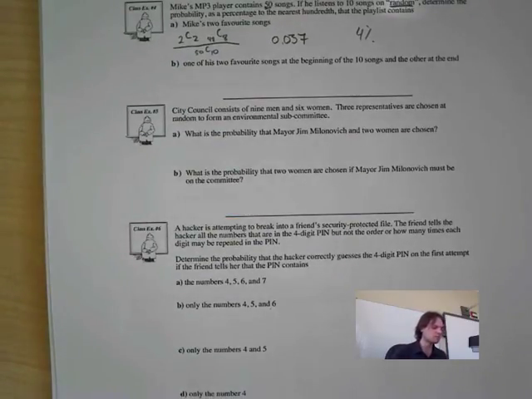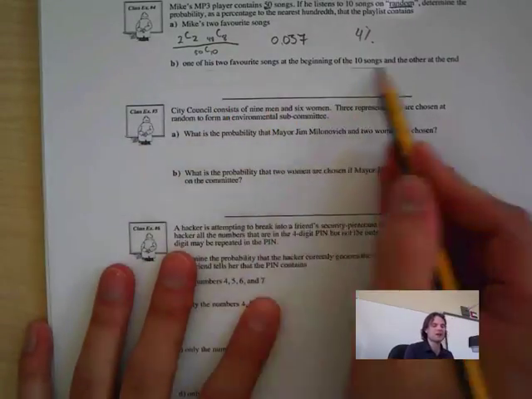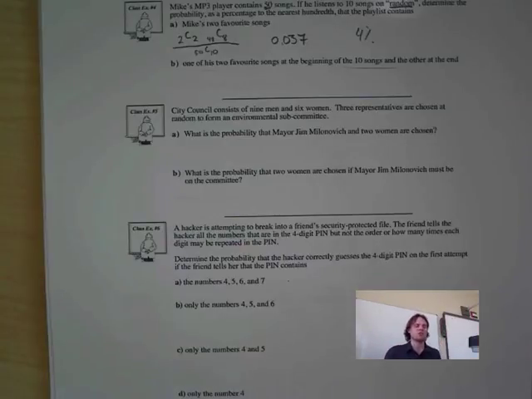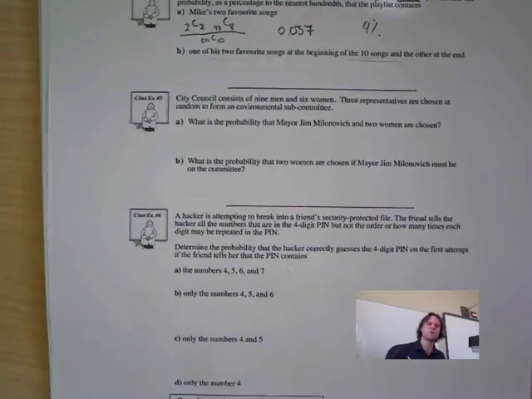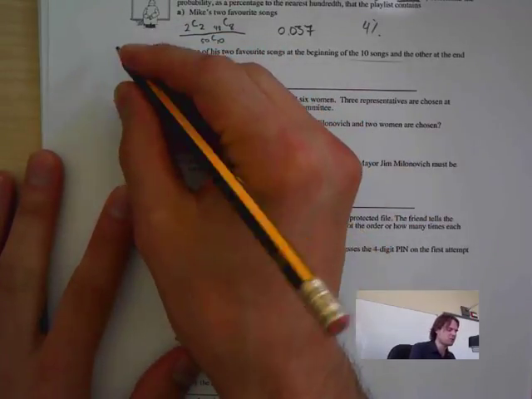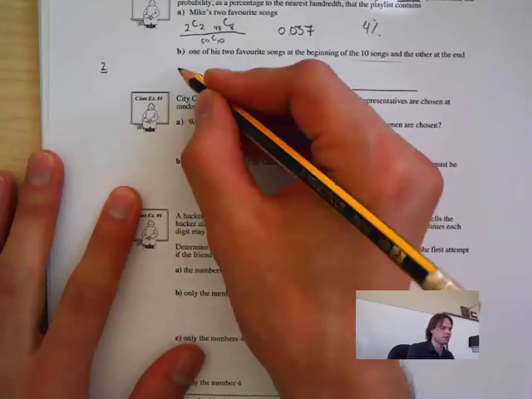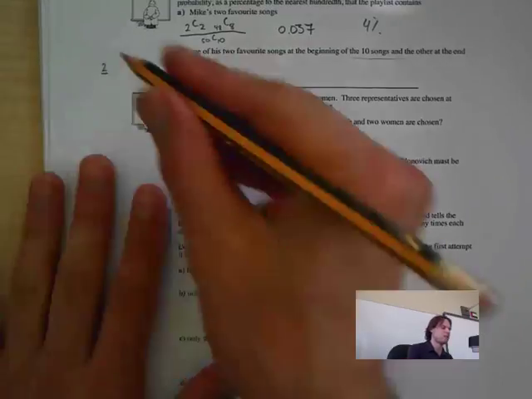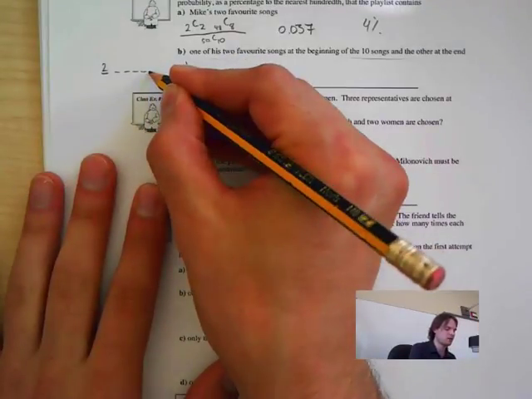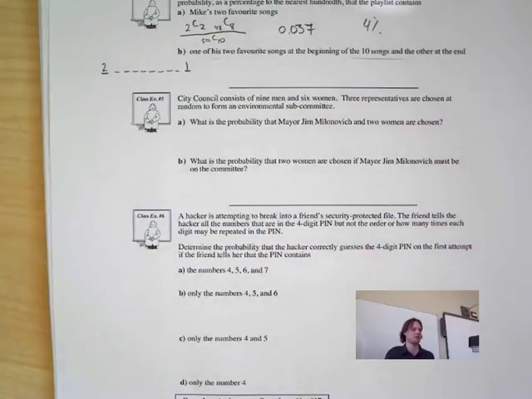Now let's look at B. One of his 2 favorite songs at the beginning of the 10 songs, and the other at the end. So now if we're looking at this, it says one's at the beginning, other at the end. That means order matters. Because we have a beginning and an end, it's very important. Order matters. So once we hear order matters, what must we use? Permutations, or fundamental counting principle. I'm going to first start off with fundamental counting principle. If we look at the fundamental counting principle, I have 2. There's my first one, my last one, 1. Because it's his favorite and his other favorite song. And in between, we have 8 others. Those are the 8 others in between.